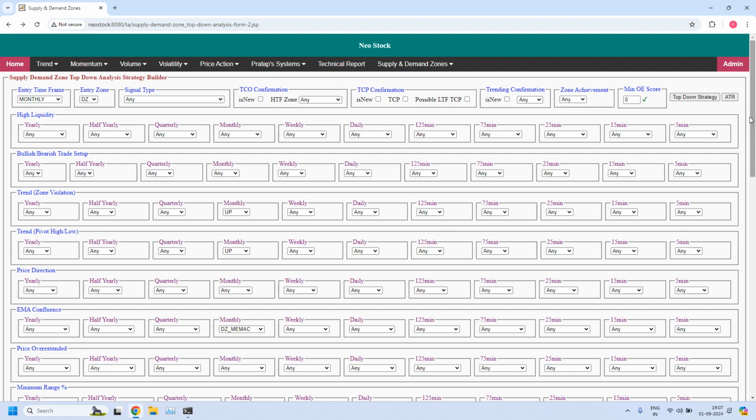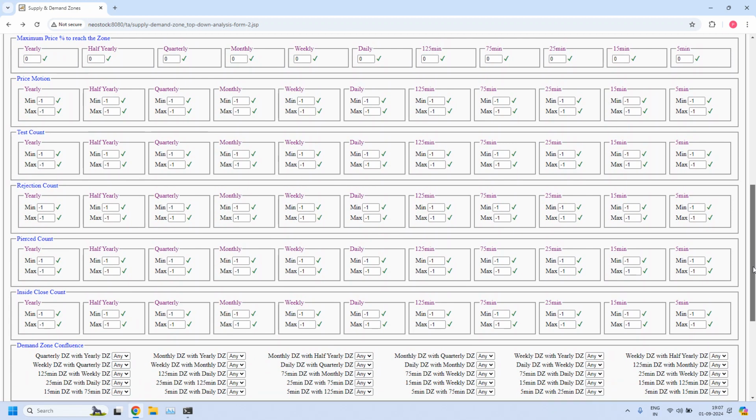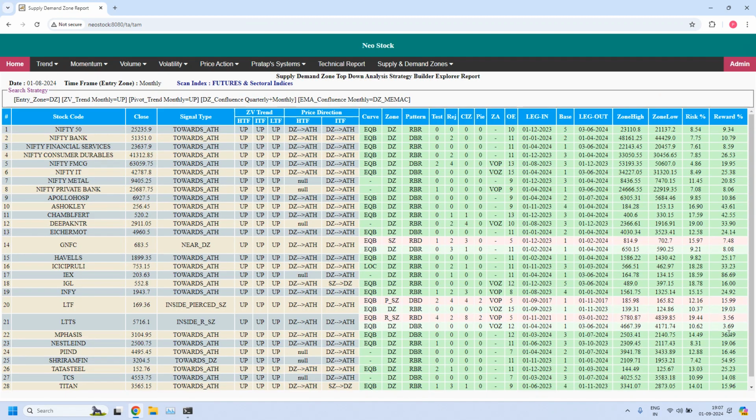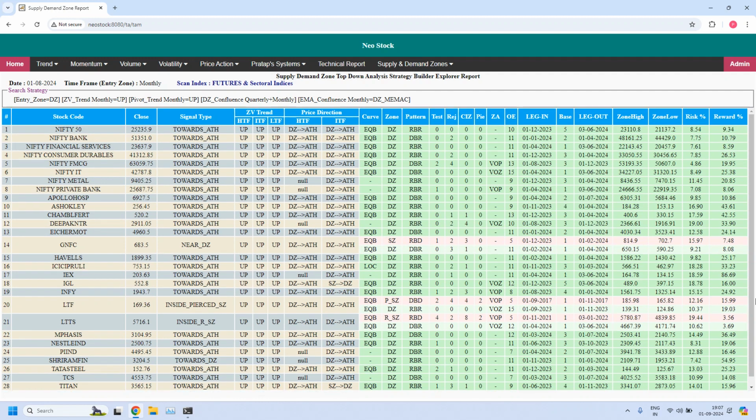So where is the zone confluence? Here, demand zone confluence. So here, monthly demand zone with quarterly demand zone, I am enabling this option. If both monthly and quarterly demand zones are in confluence with each other, 29 stocks are filtered. Let me scroll down. Yeah, total 29 stocks are there.